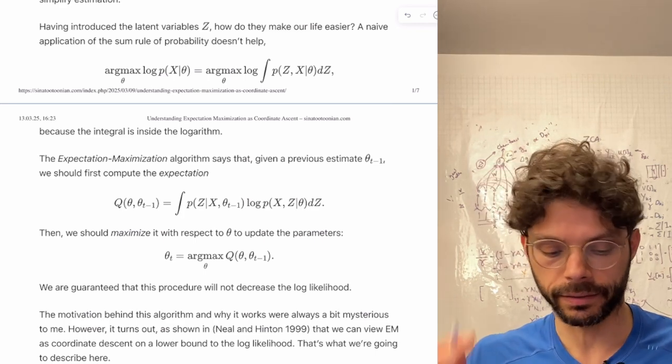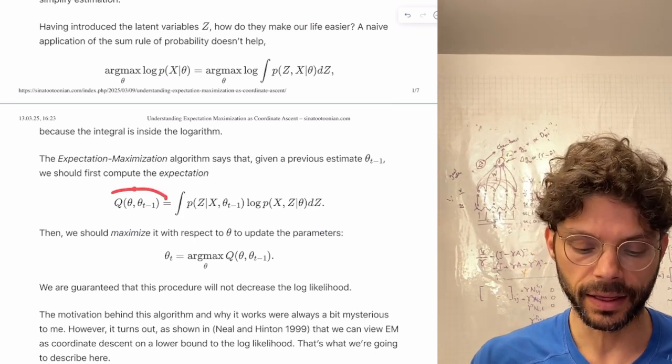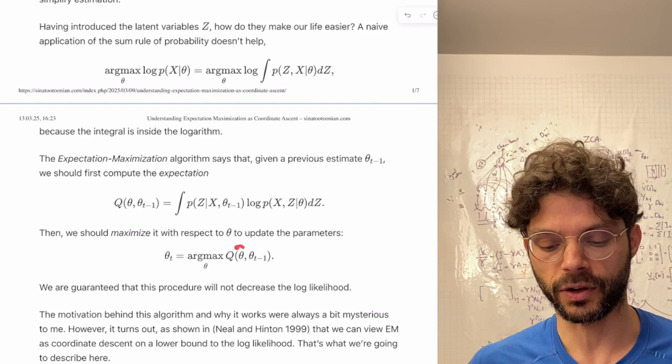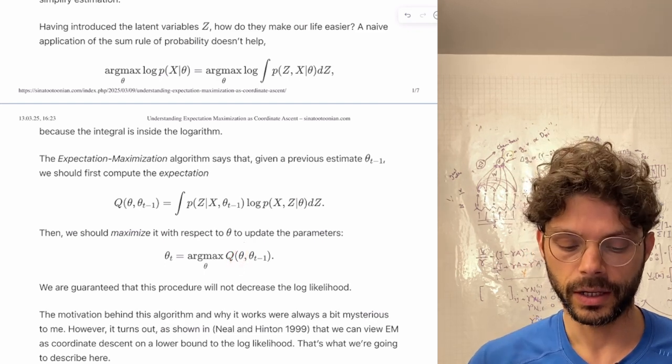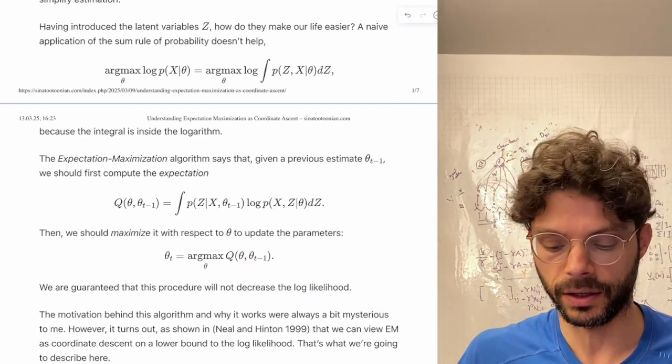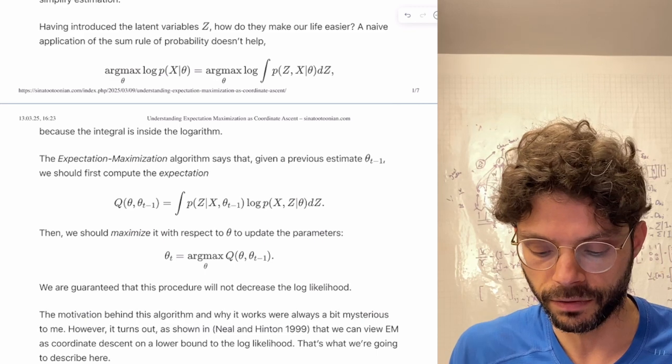It's not clear, but it turns out that if we maximize this now with respect to theta, so we've got our old parameter and just a single parameter here, we maximize it, we're guaranteed that this procedure doesn't decrease the log likelihood. It'll often increase the log likelihood. Things work very well.